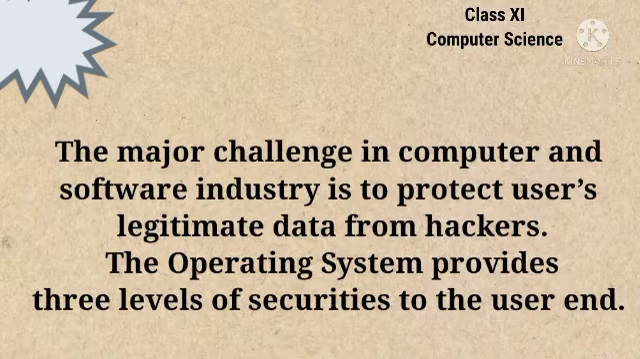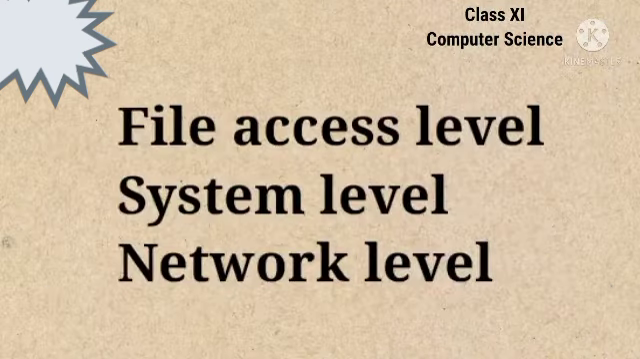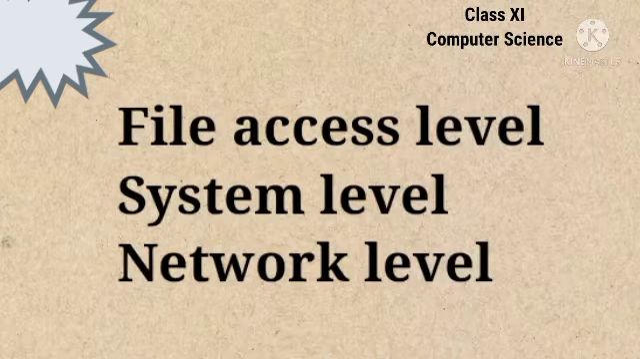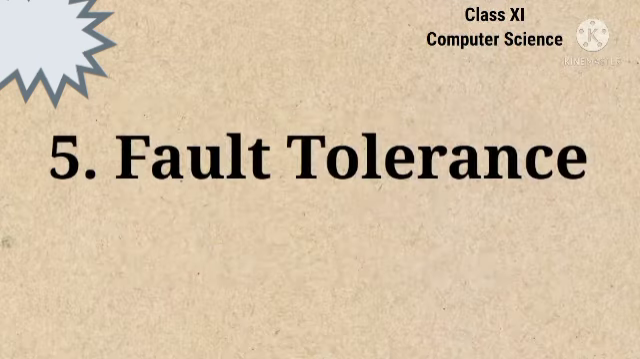Let us see the three levels of security which is given by the operating system. The three levels of security involve file access level, system level and network level. These are the three areas of security which is given by the operating system.